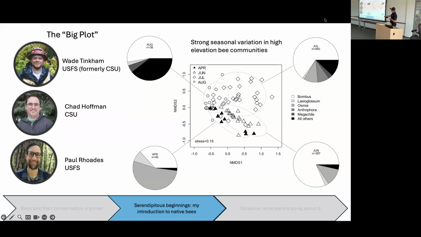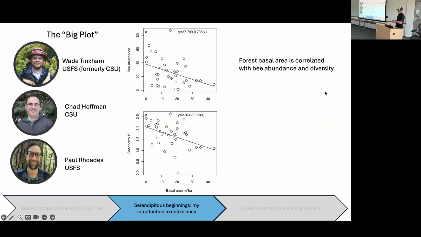Early in the year, for example in April and May, we see a real dominance of solitary cavity nesting species. By the time we reach June, July, and even August, the community became dominated by species that develop social colonies, like bumblebees and so on. But this was an important first step. The thing that was really clear that came out of this study was that forest basal area is strongly correlated with bee abundance and diversity. Right? And maybe that's not a surprise.